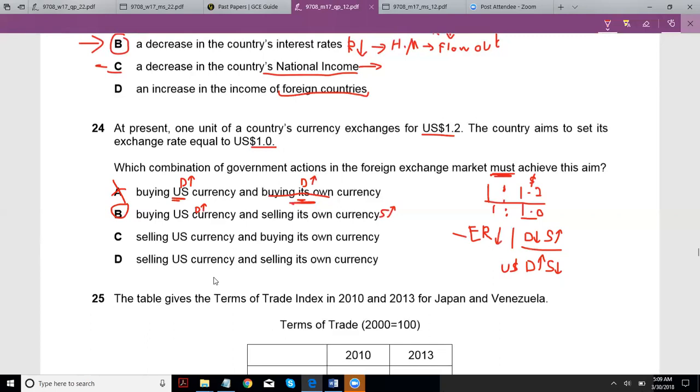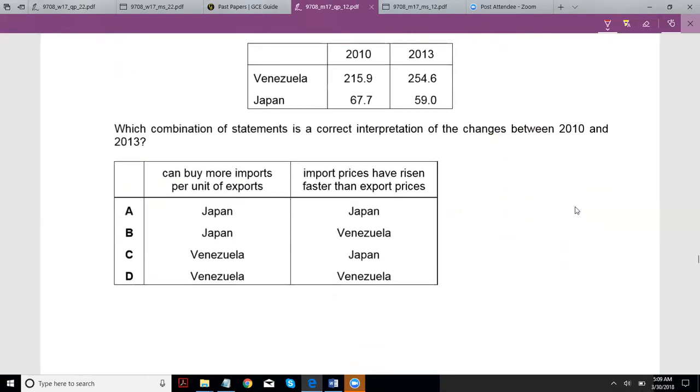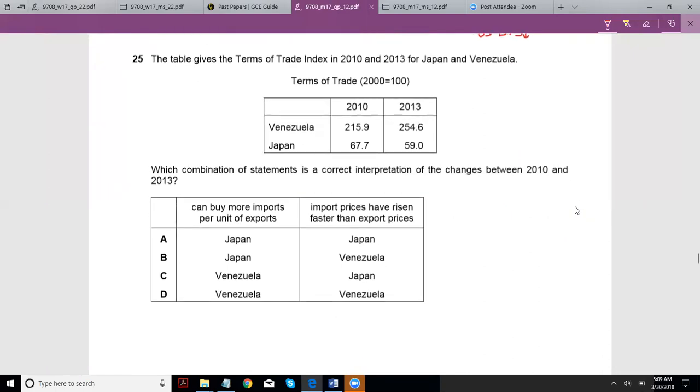If you sell US currency and you're selling your own currency, again, you might be depreciating your currency, but you're depreciating the US currency as well. So you can't really tell, right? So that can't be it. So it's 24B for sure.